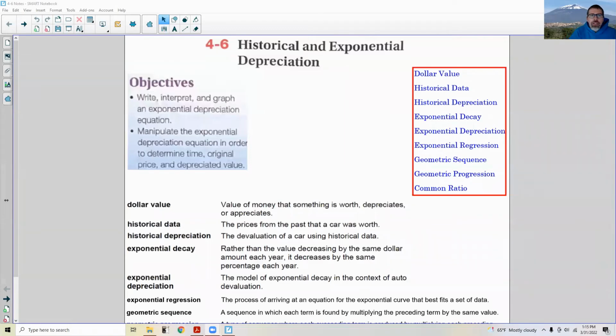Hey there, Chapter 4.6, Historical and Exponential Depreciation. So the objectives of this lesson are to write, interpret, and graph an exponential depreciation equation, and manipulate the exponential depreciation equation in order to determine time, original price, and depreciated value.